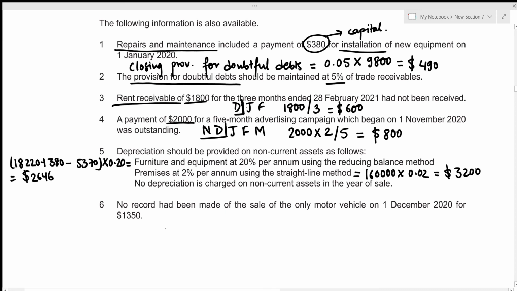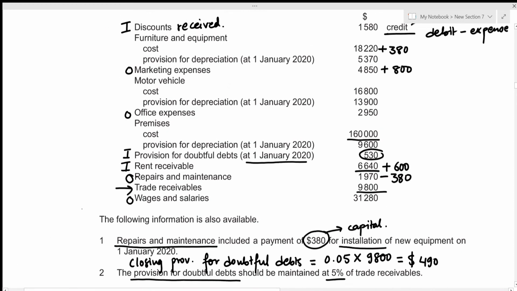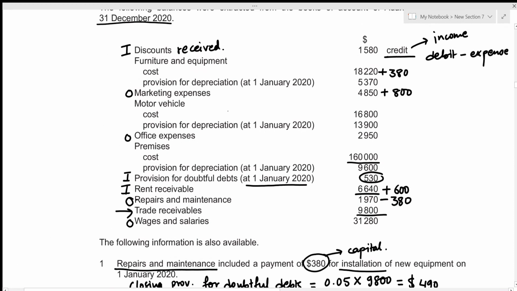Now, the sixth information we are given is that no record had been made of the sale of the only motor vehicle on 1st December 2020 for 1,350. So this is the value that we received by selling the motor vehicle. Now let's have a look at this motor vehicle information, which is given right here. So we have the cost and we have the provision for depreciation. Let's figure out the net book value. So net book value is just the difference between cost and provision for depreciation. That will be 16,800 minus 13,900. This gives the net book value to be 2,900.